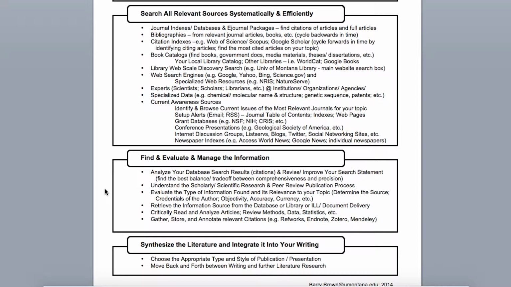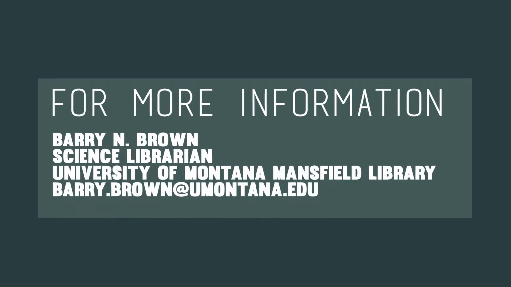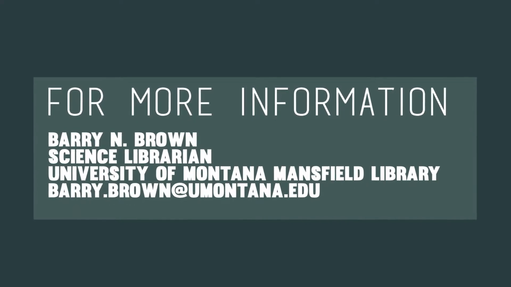is an iterative process. You're moving back and forth between searching the literature, looking at your results, reading the sources, and then going back and doing more searching. So you're going back and forth between writing and literature research. And then you'll want to choose what kind of style for your writing and citing of citations. That depends on what kind of publication or presentation you're doing and who the audience is.